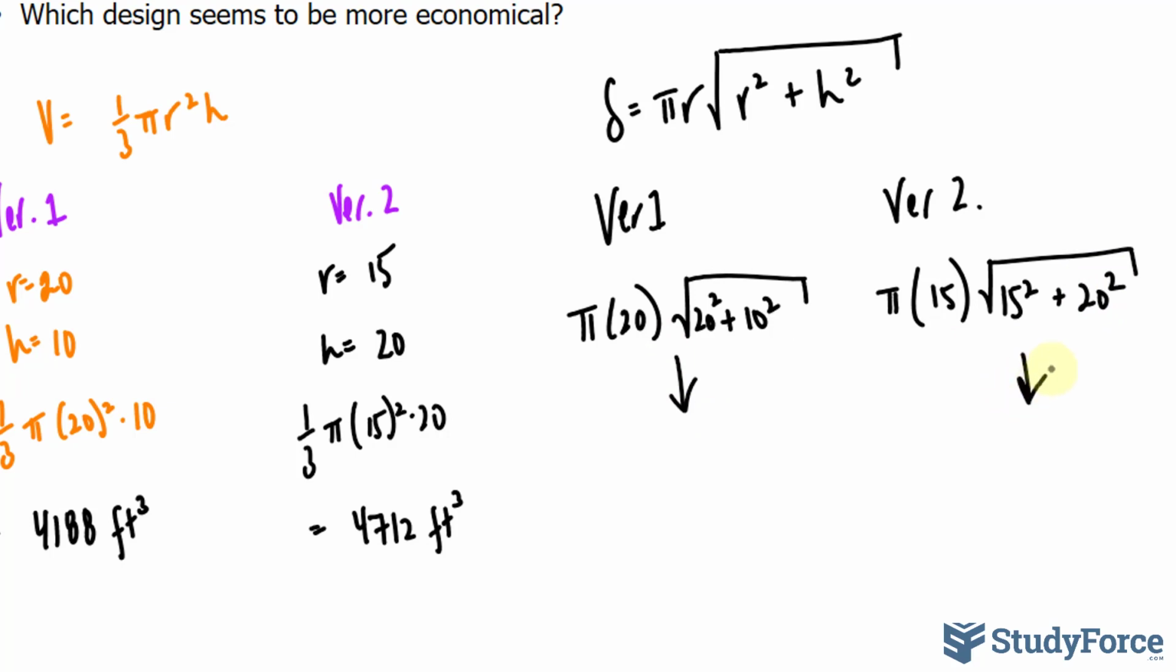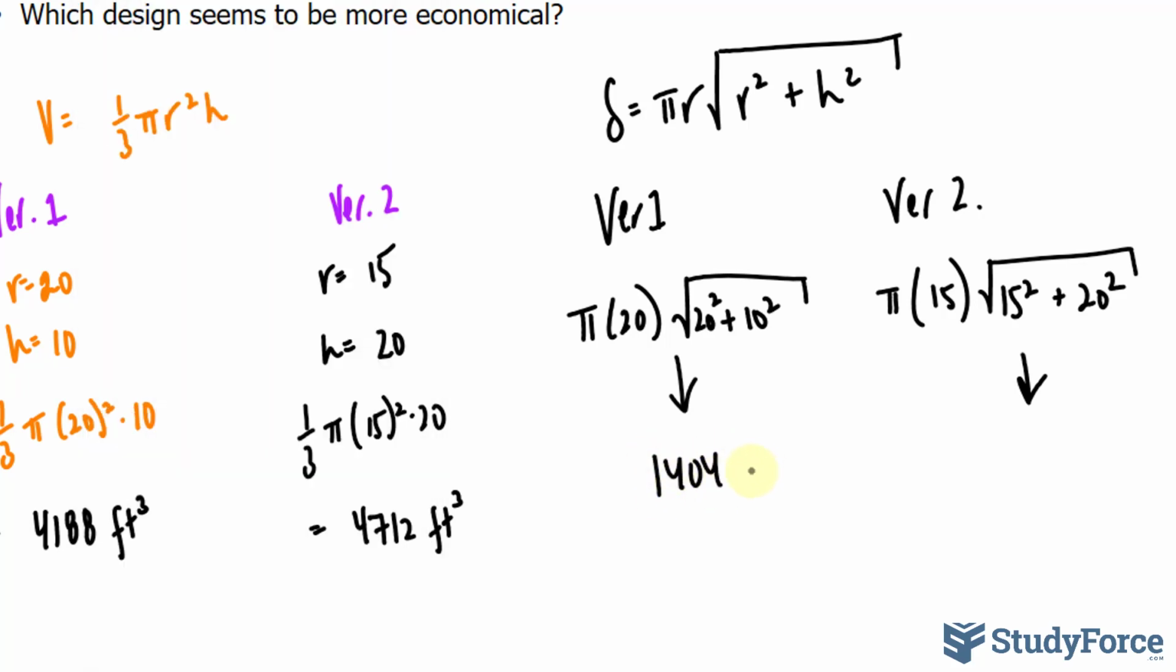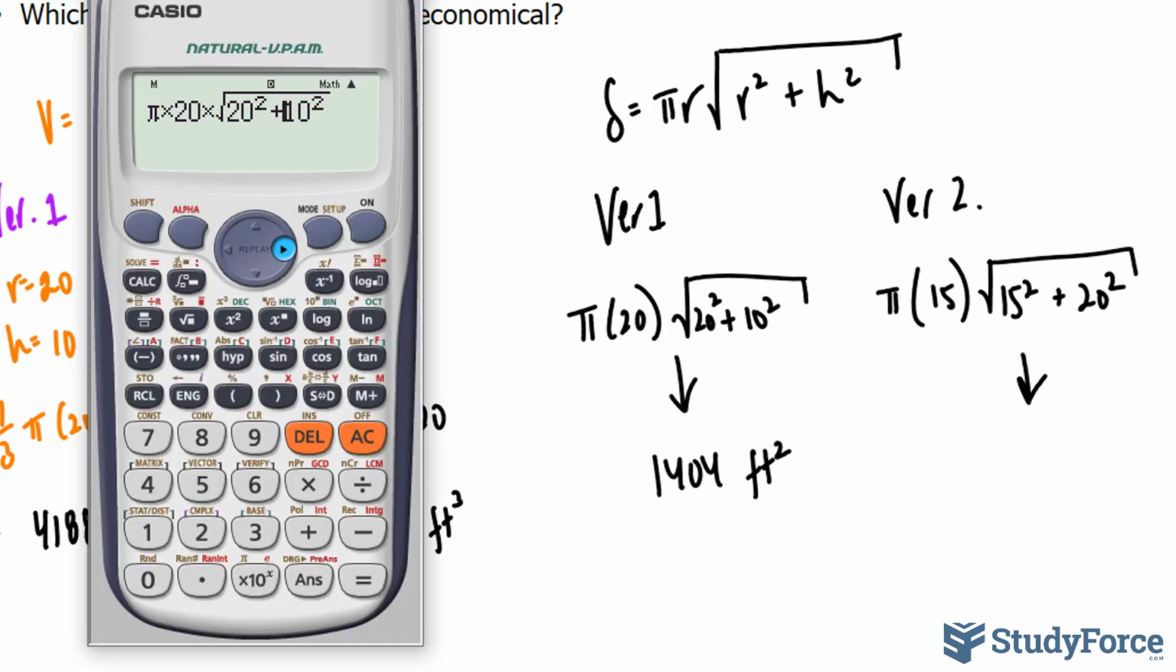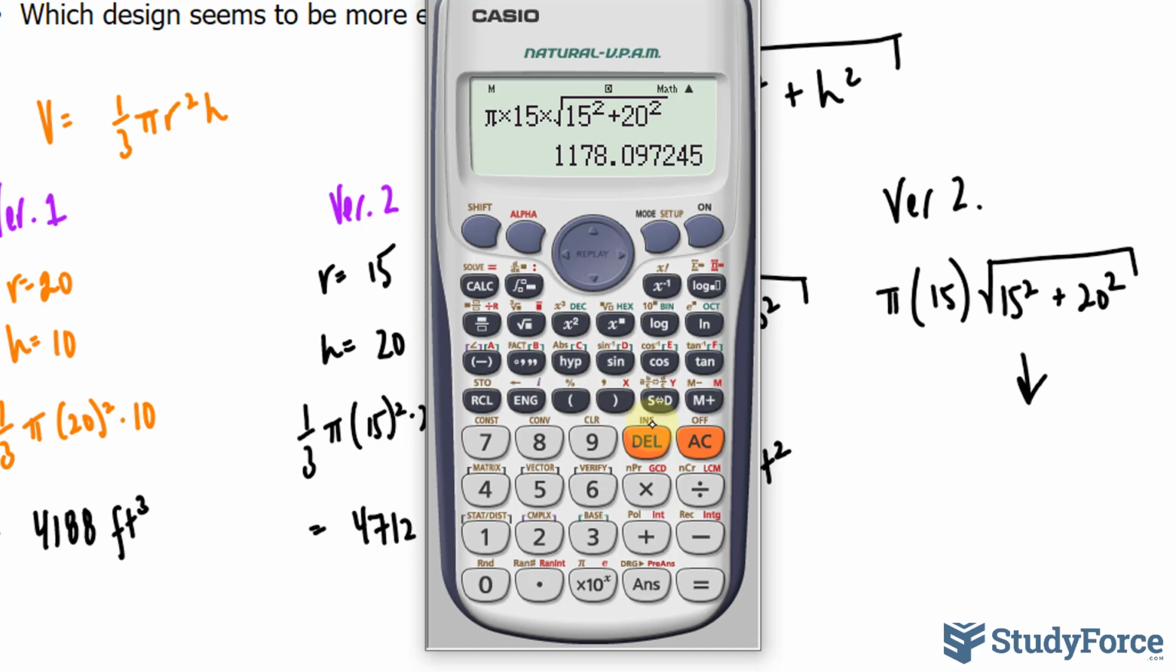If you calculate this, let's use our calculator. Pi times 20 times the square root of 20 squared plus 10 squared. We get a surface area of 1,404 square feet. And for this, we'll modify our equation a little bit. So the radius is 15 and the height is 20. We get 1,178.